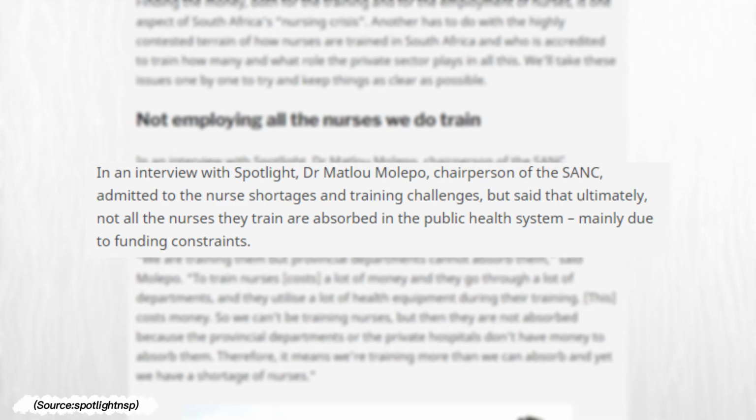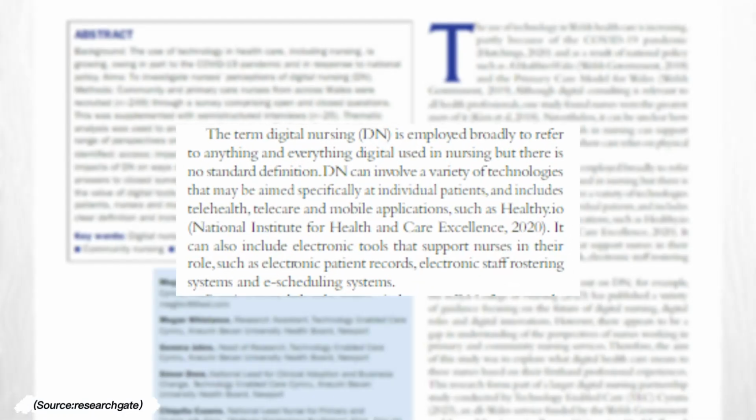Now, how do we fix it? Some people say if you get an investment in health, it could be better, and some say the health department should increase their budget so this can solve the problem. On the other hand, there are other people who are saying digital nursing will be the solution. Digital nursing is employed broadly to refer to anything and everything digital used in nursing, but there is no standard definition.